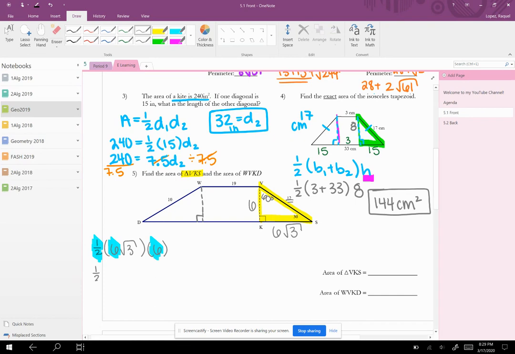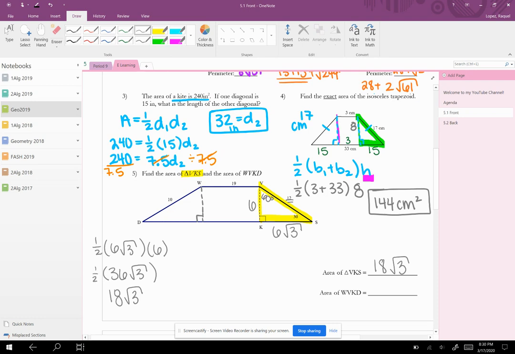So I've got 1/2 times 6 is 3, and that root 3 is just going to come down. And then I'm going to just go ahead and multiply 1/2 and 36. Half of 36 is going to give us 18, and that root 3 is going to follow. So the area of that yellow triangle is 18 root 3. Okay, now we need to focus in and figure out the area of the trapezoid.